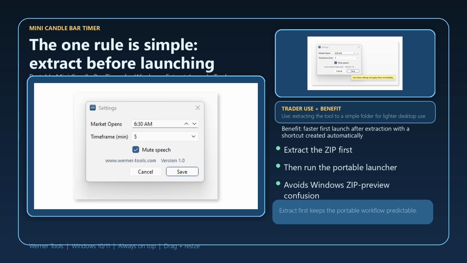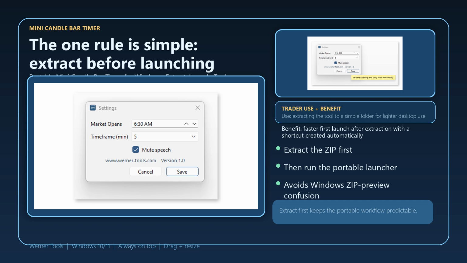The one rule is simple: extract before launching. The launcher is intended to run from a normal extracted folder, not directly from a zip preview window. Extract first, then launch the portable helper. A trader would use this for extracting the tool to a simple folder for lighter desktop use.